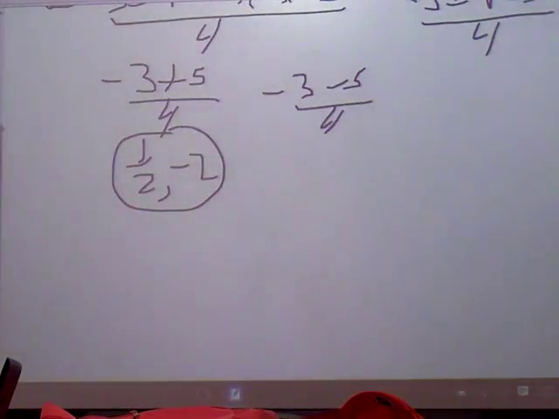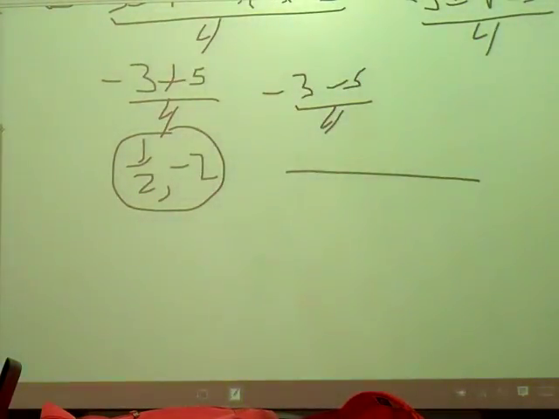So anytime we have an inequality, we've got to put it on a number line to show our solution. So draw your number line. Make sure you put these in numerical order. Negative 2 is smaller, so it goes to the left. 1/2 is bigger, so it'll go to the right.